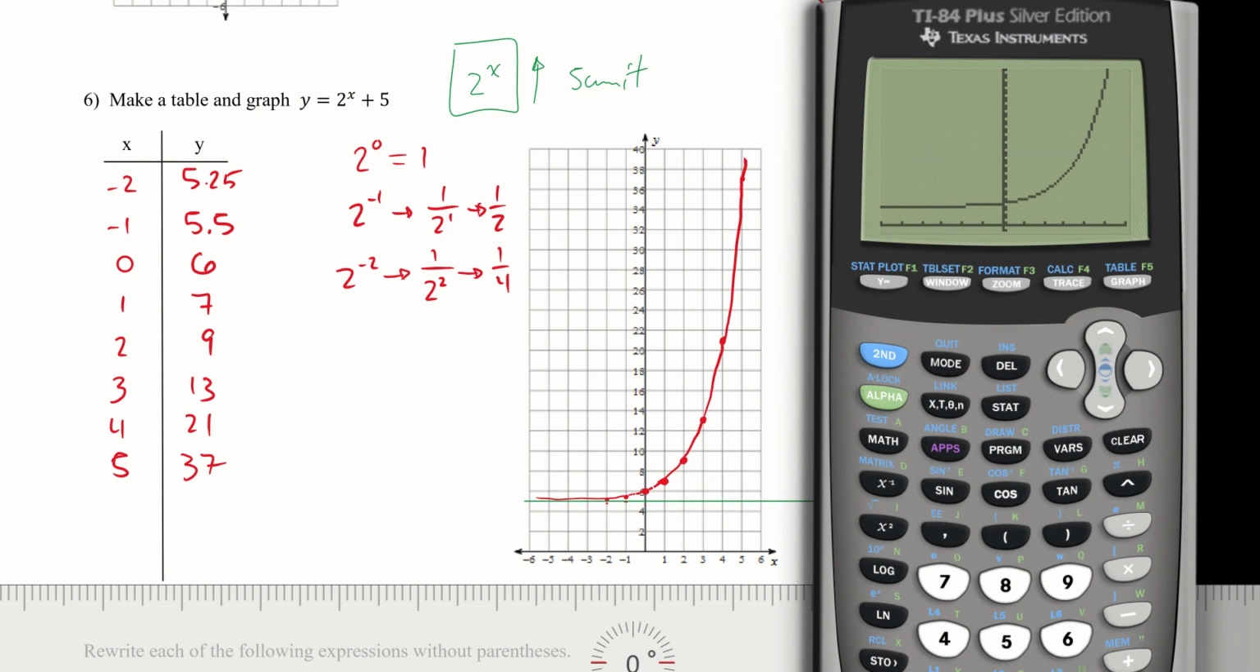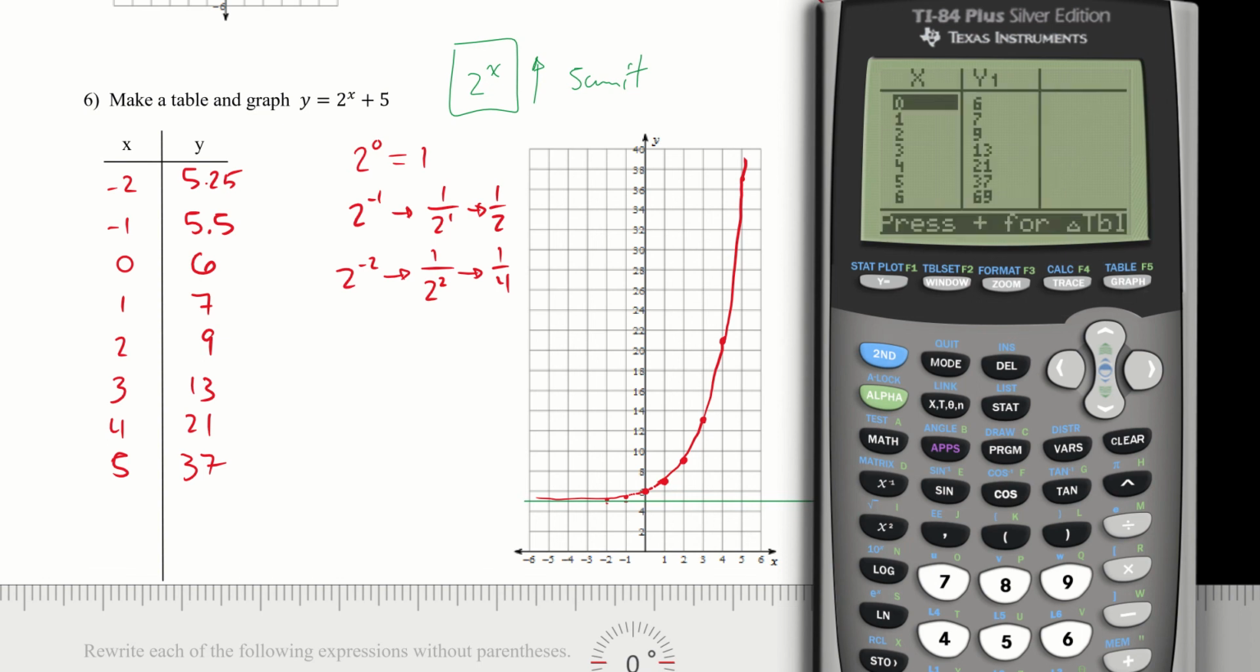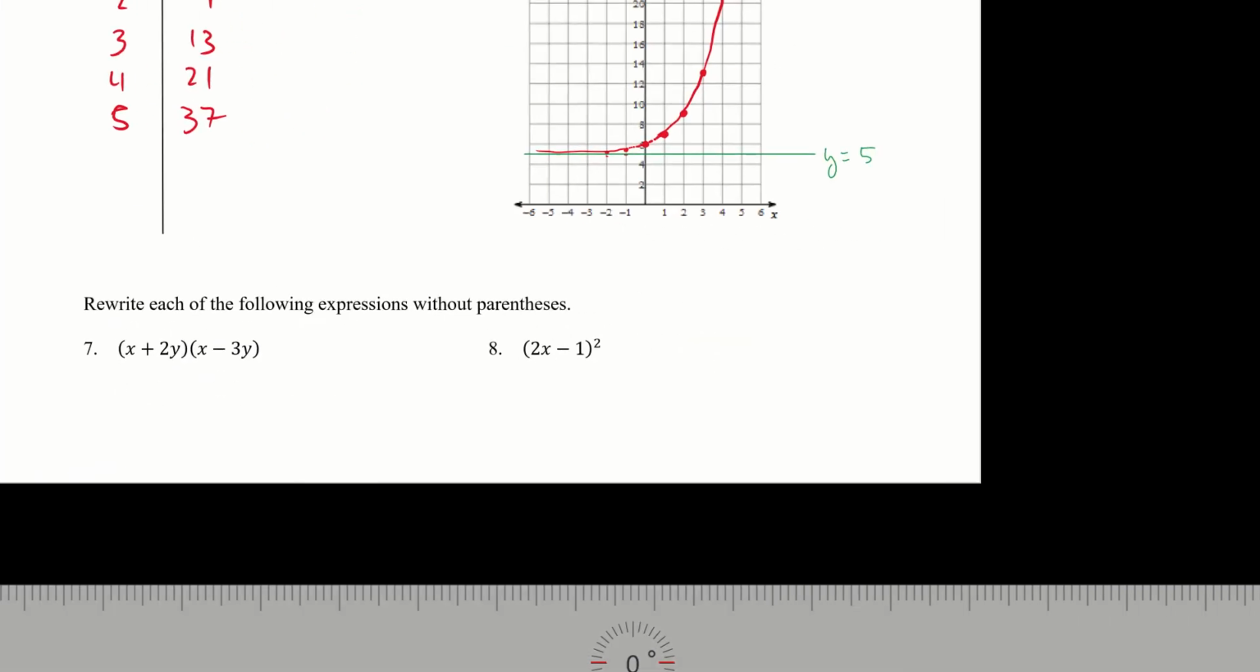The other thing I could do is hit trace, right? No, not on the function. I can hit table. That's what I wanted, table. And I could just see if I made some goofy arithmetic mistakes. But I can see 0 is going to 6, 1's going to 7, 2's going to 9, 13, 21, 37, yeah. And if I went up, I could see the negative ones. Perfect.